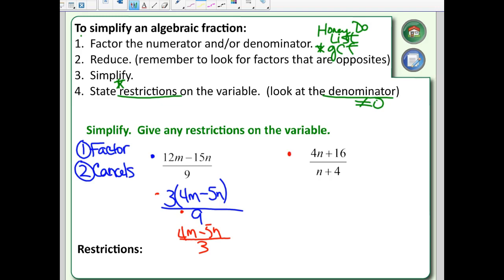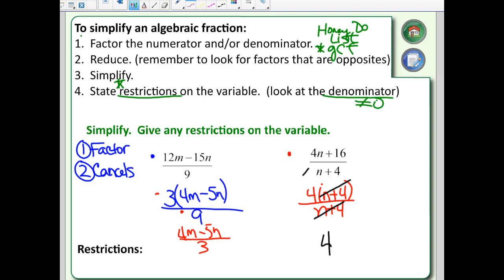If I look at fraction number 2, well, what can I factor? Let's look at the numerator. Does any part of the honey-do list work in my numerator? Yes, I have a GCF. So we're going to factor out a 4, and I'm left with n plus 4, and now I have n plus 4 in the denominator. Now remember, if I have the exact same binomial, top and bottom, then I can cancel those out. So that n plus 4 binomial is going to cancel out the n plus 4 in the denominator, so the answer I'm left with is 4.